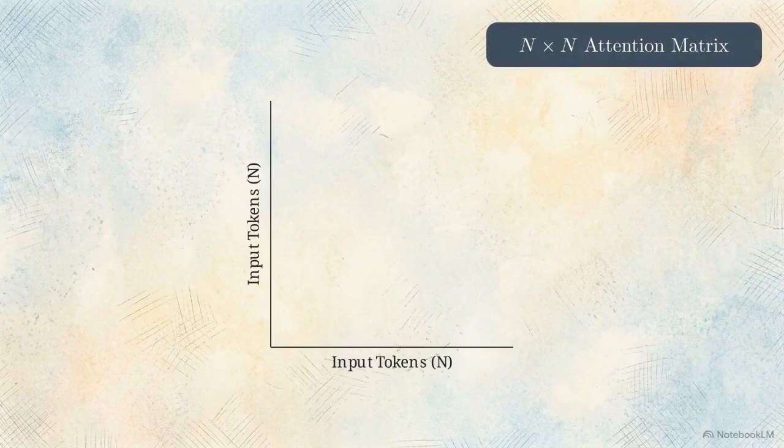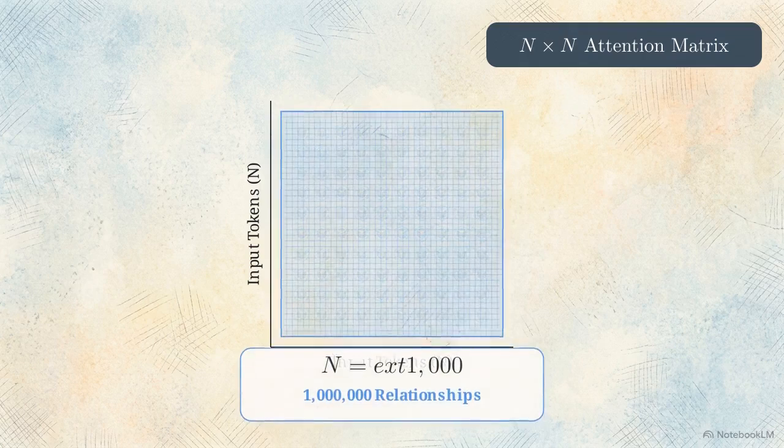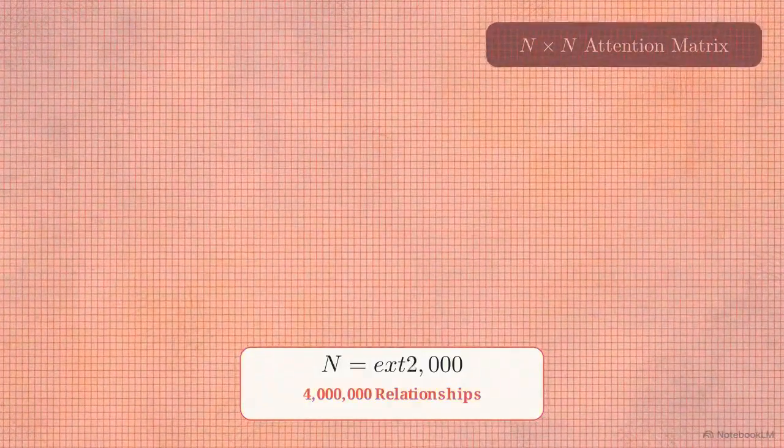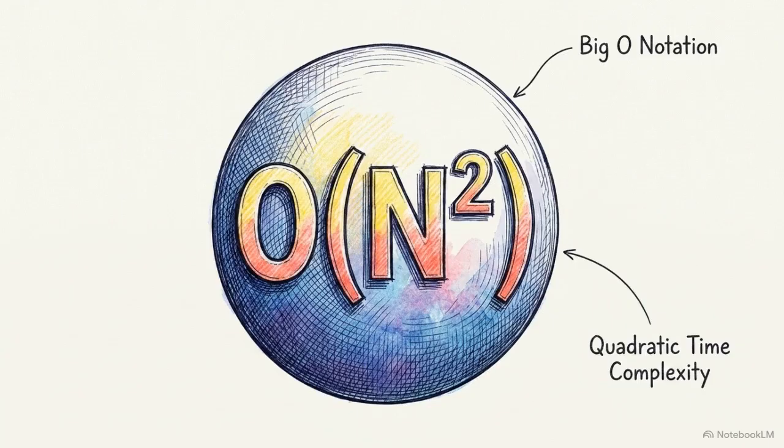The defining feature of this equation is its n by n attention matrix. If you input a sequence of 1,000 tokens, the model calculates 1 million relationships. If you double the sequence to 2,000 tokens, the number of calculations squares to 4 million. In theoretical computer science, we use big O notation to evaluate this kind of scaling complexity.